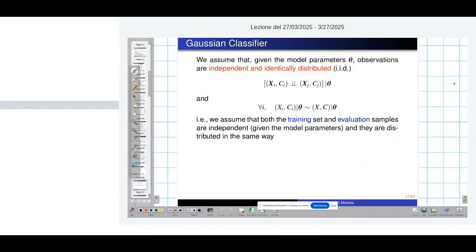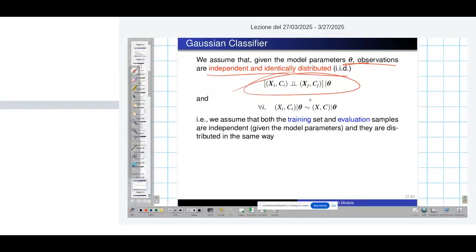Assumptions. The assumptions that we make are those that we implicitly made before. As when we were doing density estimation, we assumed that given model parameters, the observations are independent and identically distributed. So once I know the model parameter, knowing the values of the dataset is irrelevant to say anything about the future samples. The model parameter condenses all the information that I have on the problem. So given the model parameter, the samples are independent.